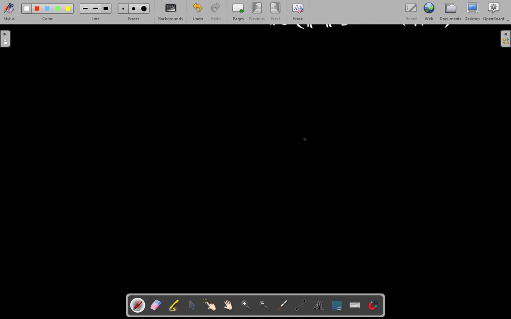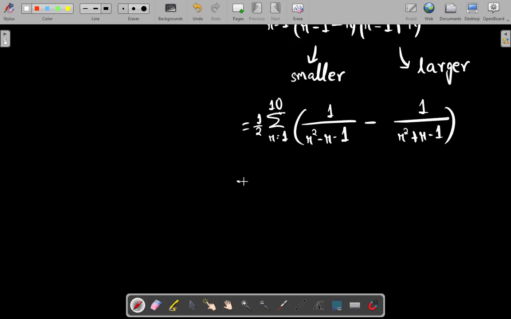Now if we try to put the values of r equal to 1, r equal to 2 and so on, we see what we get. In the first term for r equal to 1, this becomes 1 square minus 1 minus 1, so this becomes 1 upon minus 1. So the first term is minus 1. Then if we put r equal to 1 here, 1 square plus 1 is 2, 2 minus 1 is 1. So this becomes 1 again. This is for r equal to 1.